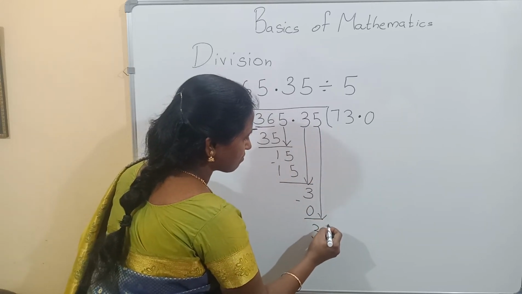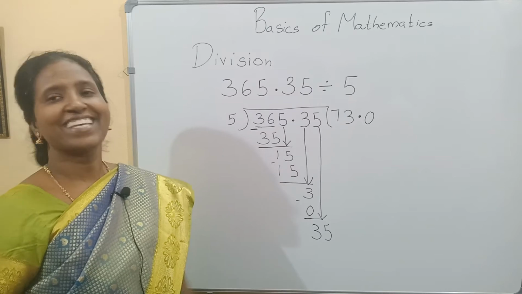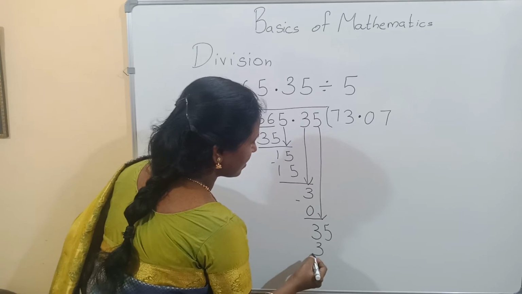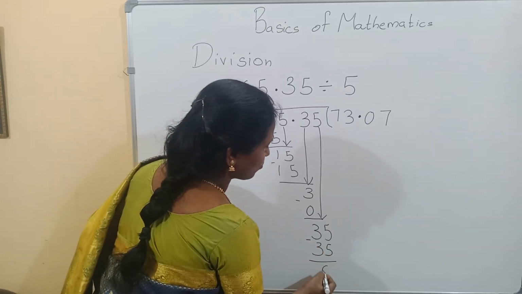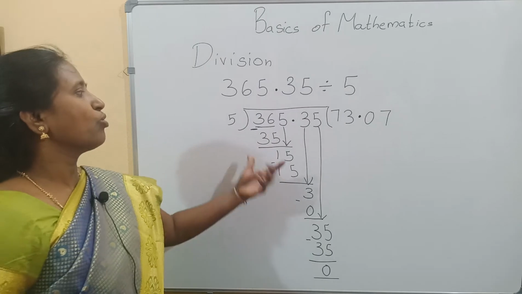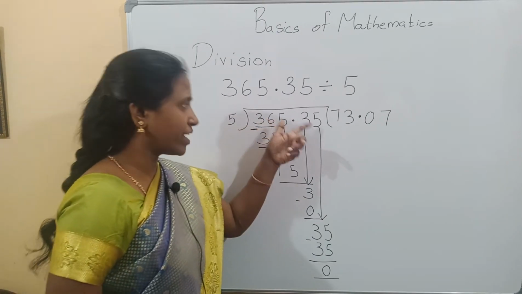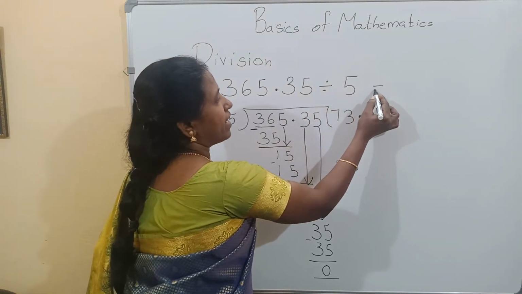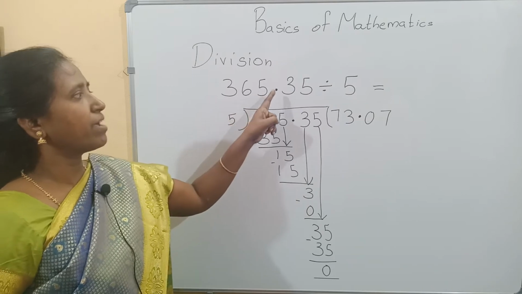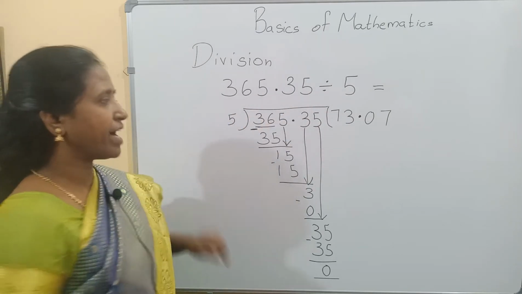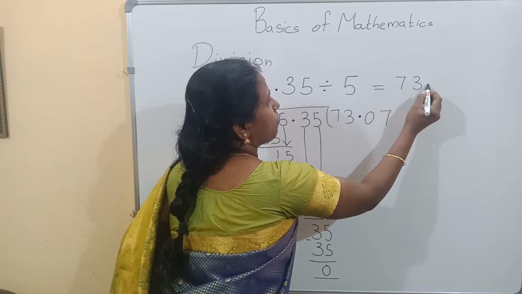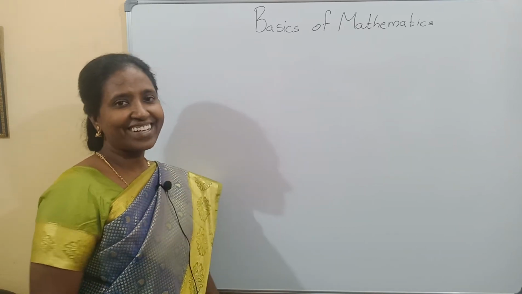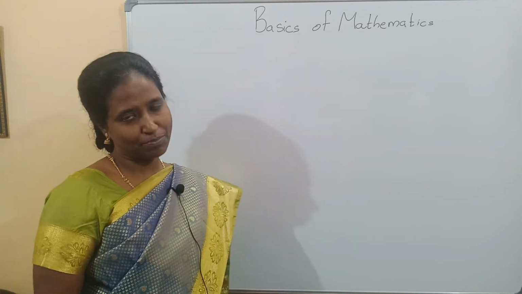Now comes 5. Now what is this? 35. 5 7s are 35. Right? So the remainder is 0. That means 365.35 is completely divisible by 5. And how you write the answer is: 365.35 divided by 5 is 73.07. Is it clear?